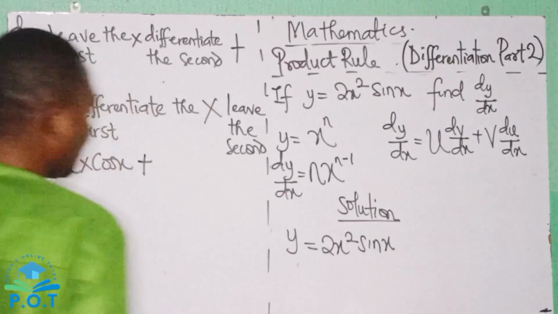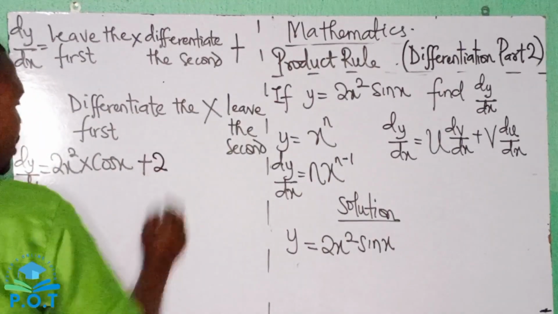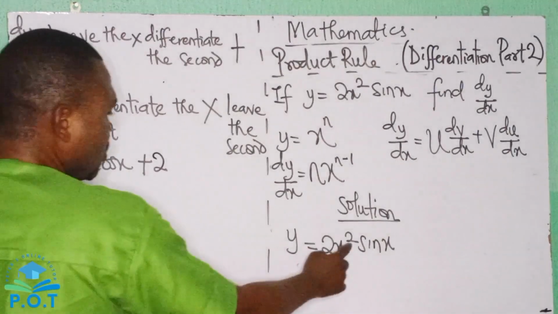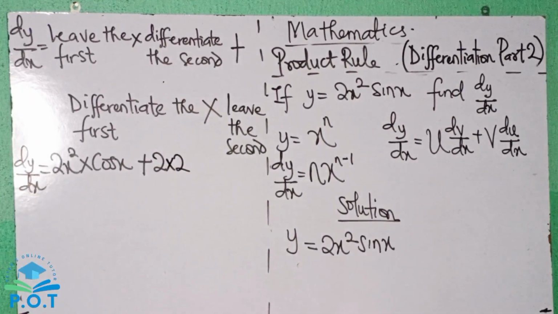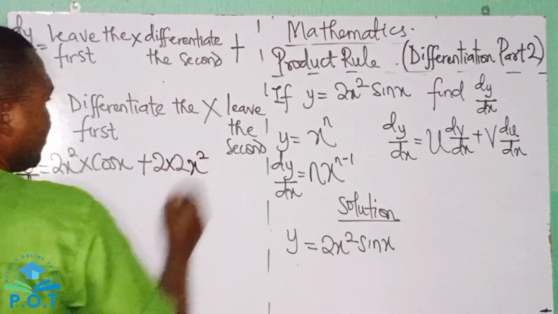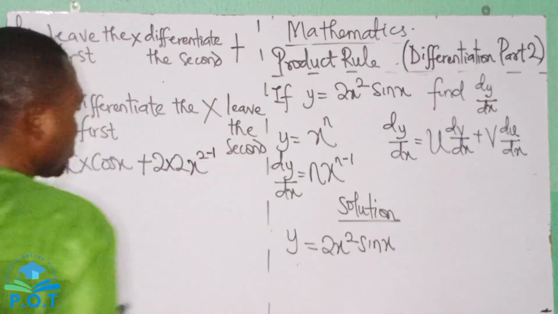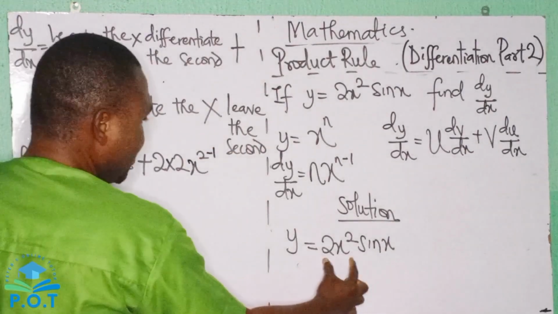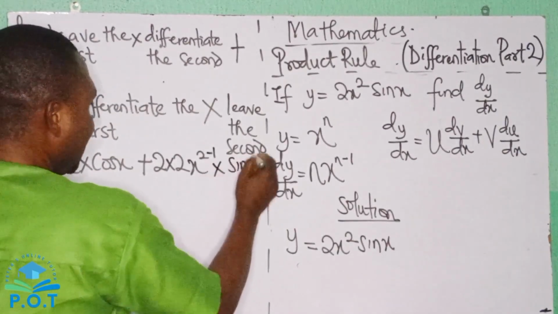Plus, I will not differentiate the first. Differentiate this. Now remember what I did here? So this is 2. The highest power of x here is 2. You bring it down. Now you write x squared again, and then you subtract 1. So we have differentiated the first, and then we leave the second, sine x.